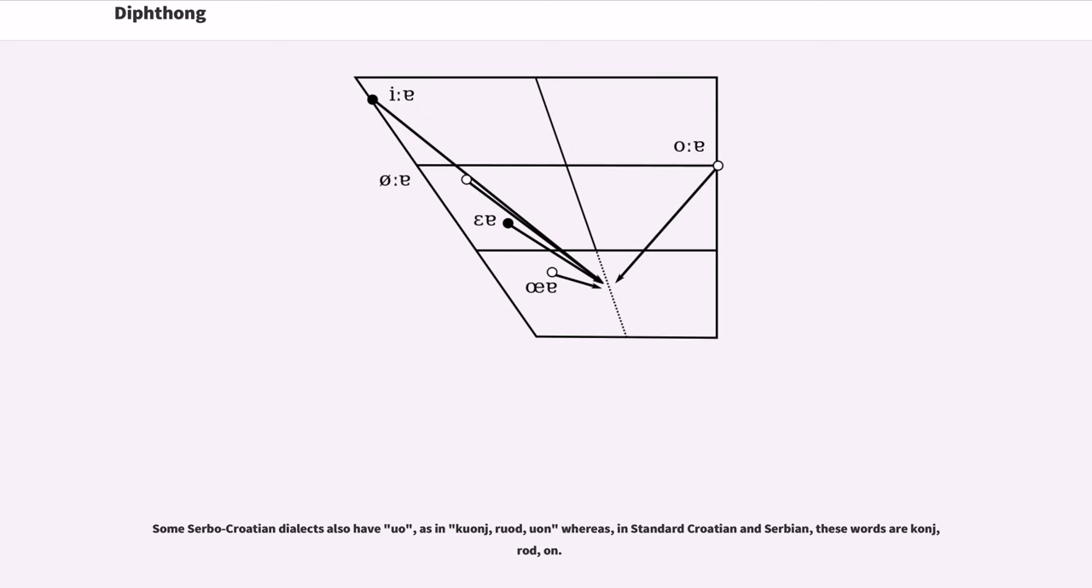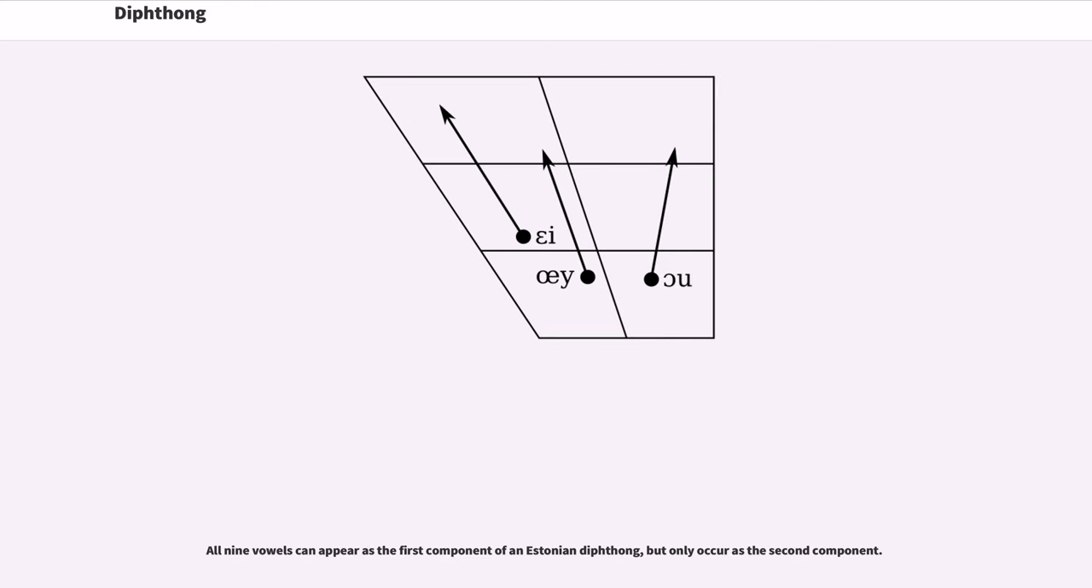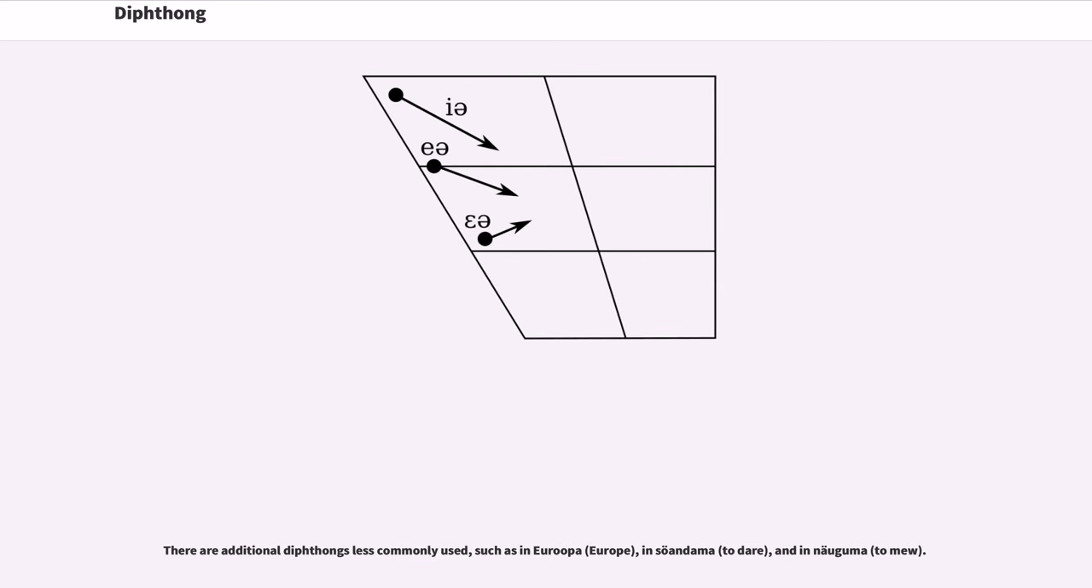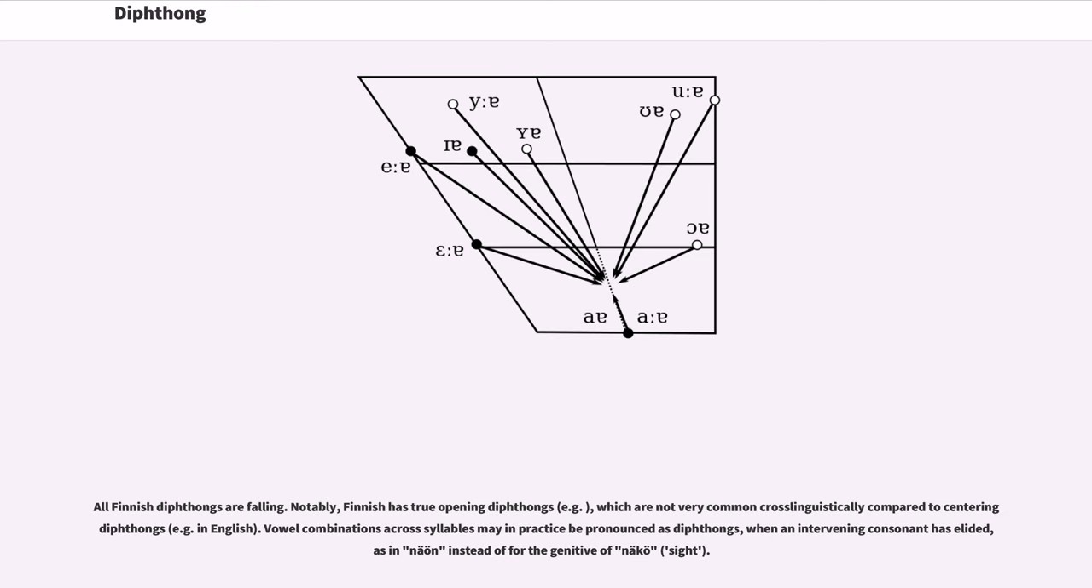Some Serbo-Croatian dialects also have uo, as in quonj, ruit, uan, whereas in standard Croatian and Serbian, these words are konj, rod, on. All 9 vowels can appear as the first component of an Estonian diphthong, but only some occur as the second component. There are additional diphthongs less commonly used, such as in Euroopa, Suandama, and Nagama. All Finnish diphthongs are falling. Notably, Finnish has true opening diphthongs, which are not very common cross-linguistically compared to centering diphthongs. Vowel combinations across syllables may in practice be pronounced as diphthongs when an intervening consonant has elided, as in noun instead of the genitive of nako.